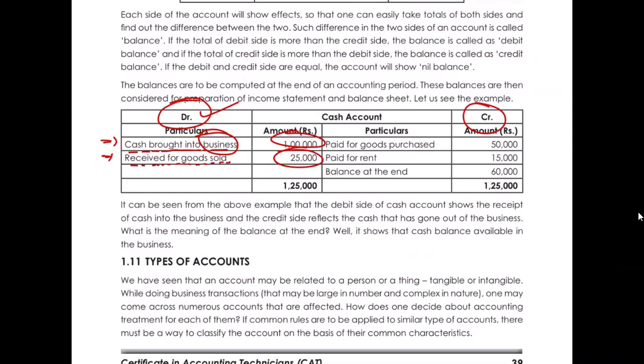When they have credited, paid for goods purchased. So if you have purchased any goods, it would be credited, 50,000 rupees credited. Paid for rent, I have paid for my rent expenses, 15,000 rupees. Now I have received total 1,25,000 rupees and I have paid 50,000 and 15,000. That means 65,000 has been paid. So the balance at the end is rupees 60,000. Can you calculate this balance?